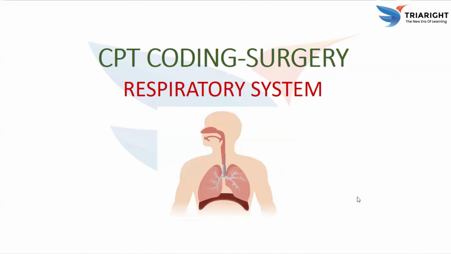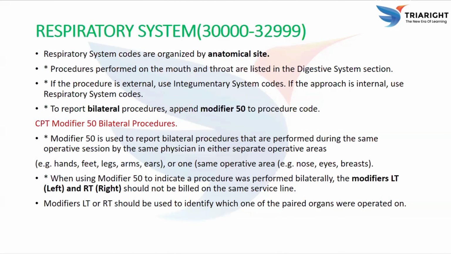In this session today, you're going to learn about the CPT coding guidelines which are applicable within the surgery section of the respiratory system. So how are respiratory CPT codes organized? They are arranged by the anatomical site, moving top to bottom. So what is the order in the CPT code book? Nose and nasal cavity, sinuses, pharynx and larynx, trachea, bronchi, lungs and pleura.